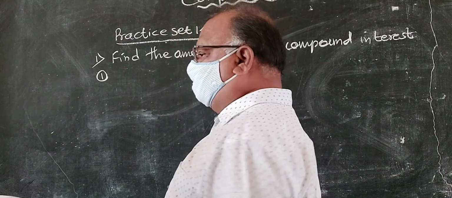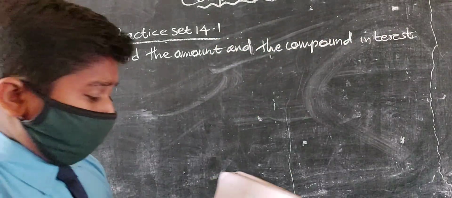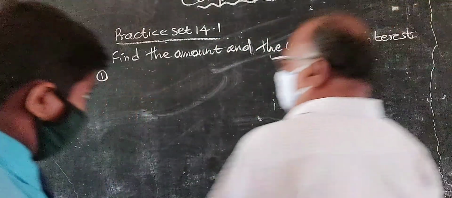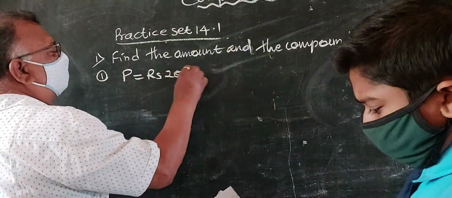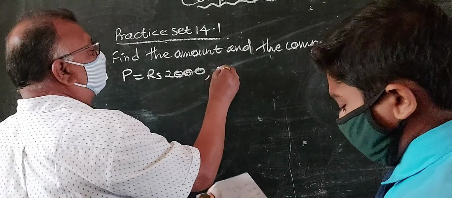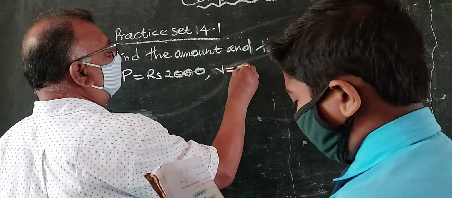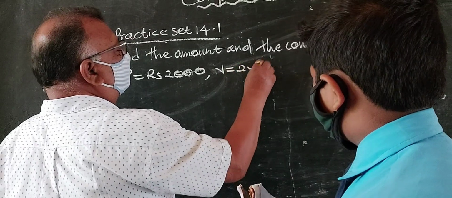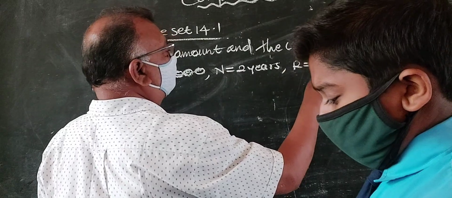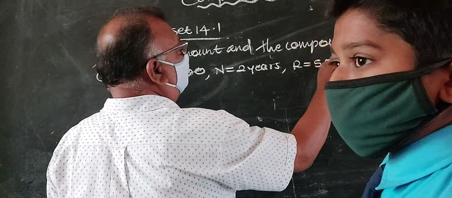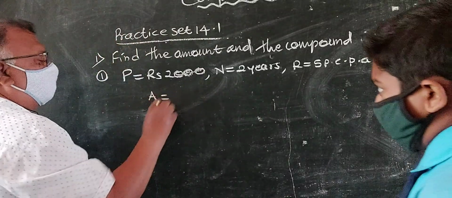Come on, tell me, what is the principal? Rupees 2000. So the principal is rupees 2000. P is equal to rupees 2000. Come on, tell me, what is the period? Duration is 2 years. Okay, duration is 2 years. And what is the rate of interest? 5 percent per annum. Can you tell the formula for amount?